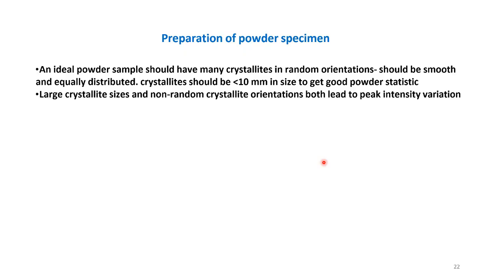So it will be crystalline, but the orientation will be very random. So it should be smooth and equally distributed. The powder sample should be very flattened, or very smooth, and the crystallite size should be less than 10 microns to get good powder statistics. Large crystallite sizes and non-random crystallite orientation both lead to peak intensity variation. If the crystal sizes are large, the peak intensity will vary a lot.